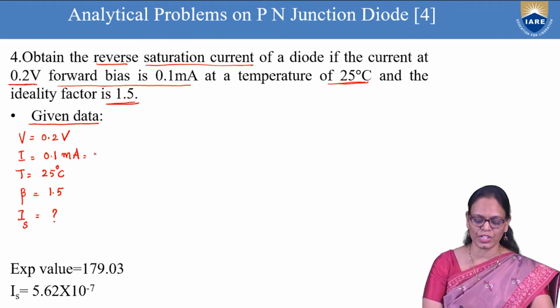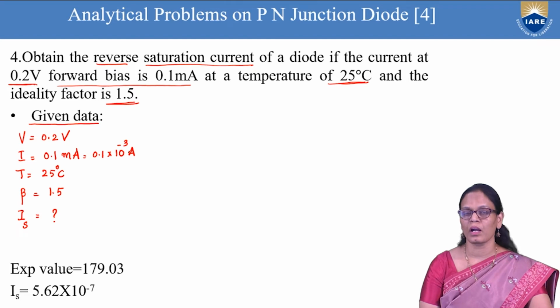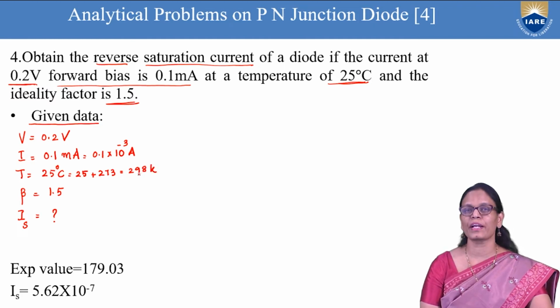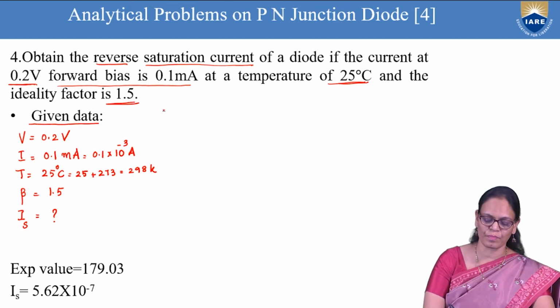Check for the conversions. We need to write current in ampere. Milli is 10 power minus 3. And we have to write the temperature in degrees Kelvin. So this will be 25 plus 273, so this will be 298 Kelvin. 298 Kelvin is the temperature.